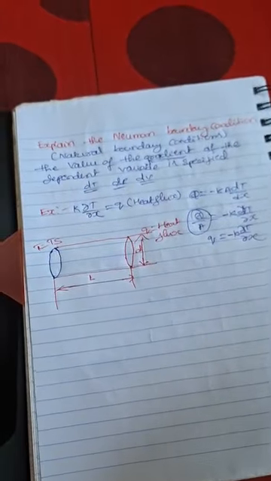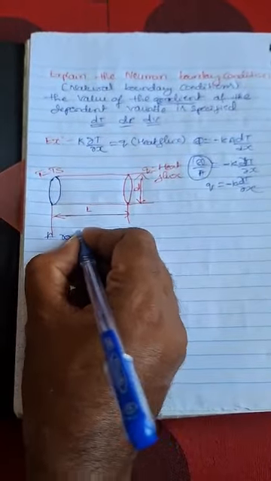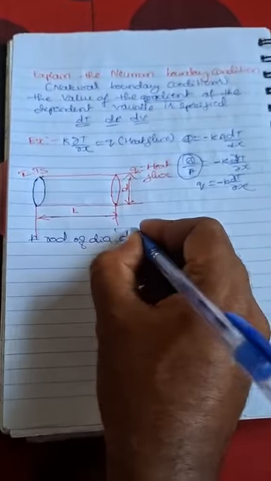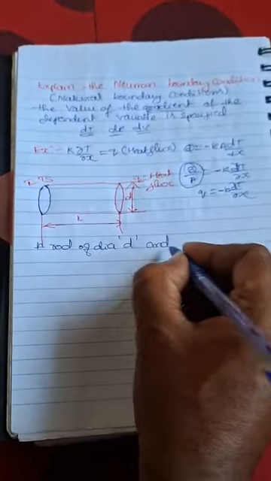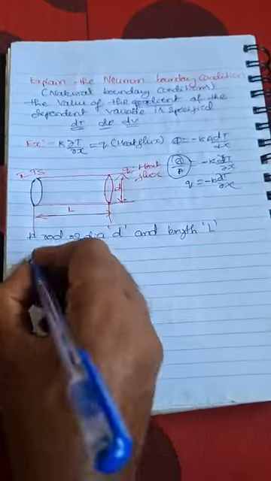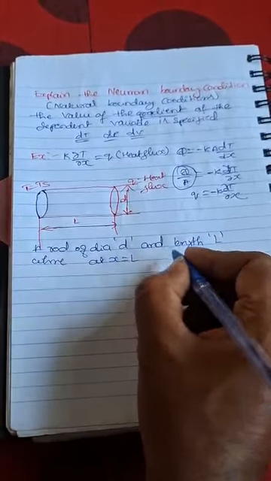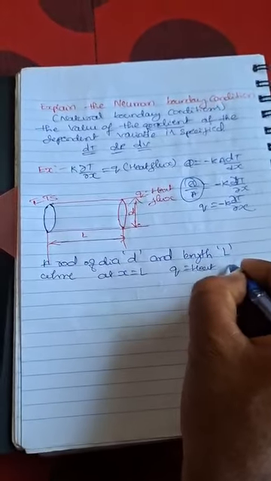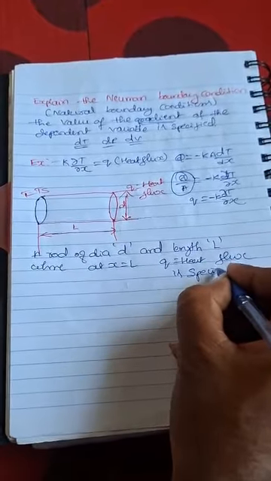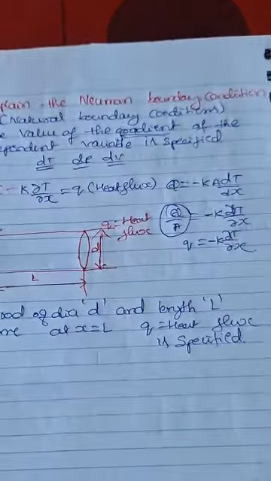See, a rod of diameter d and length L, where at x equals L, q equals the heat flux, is specified. This is what is called the Neumann boundary condition.